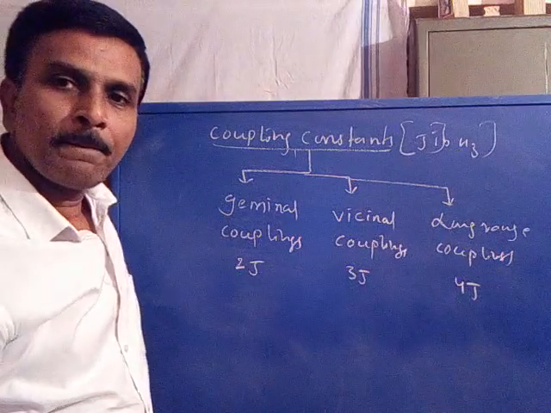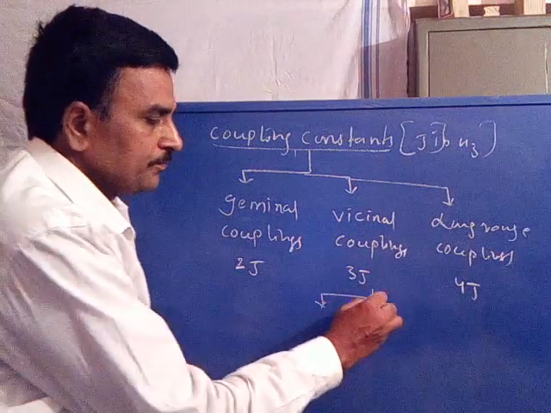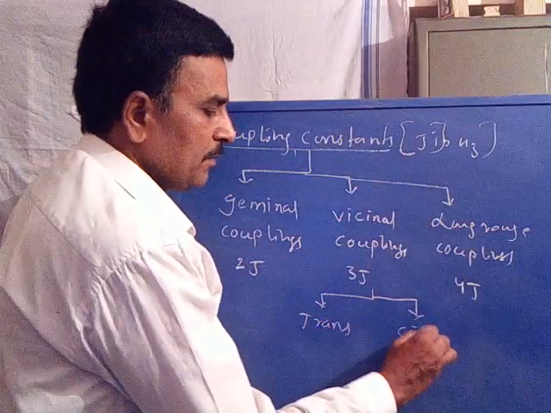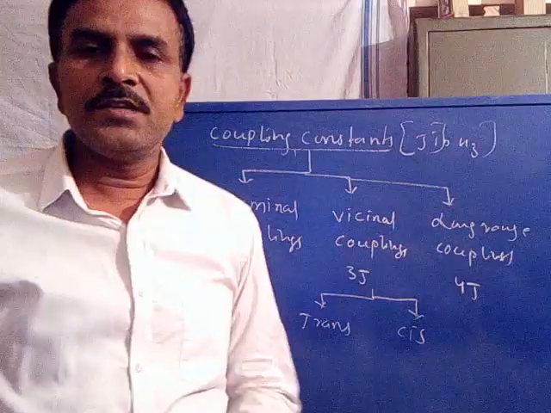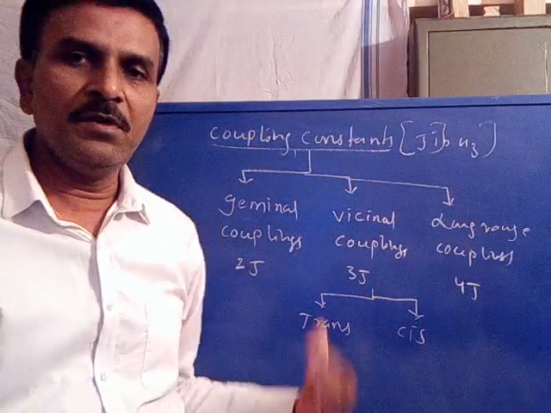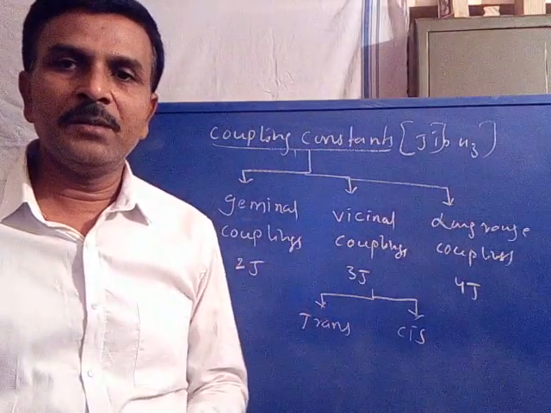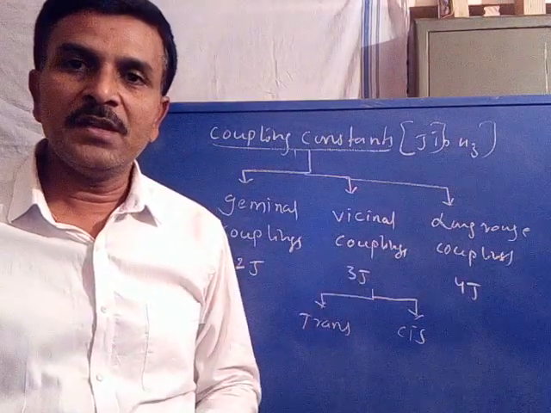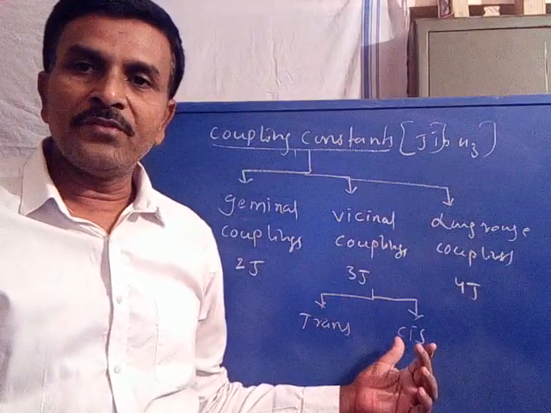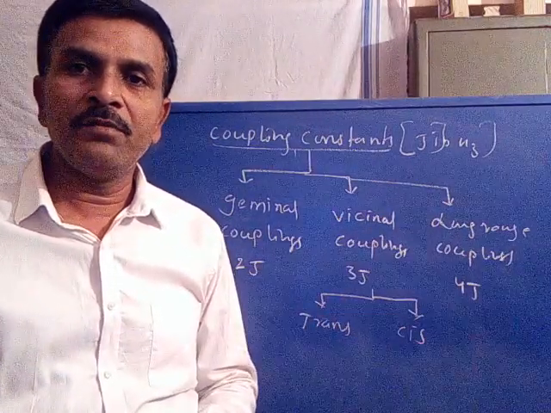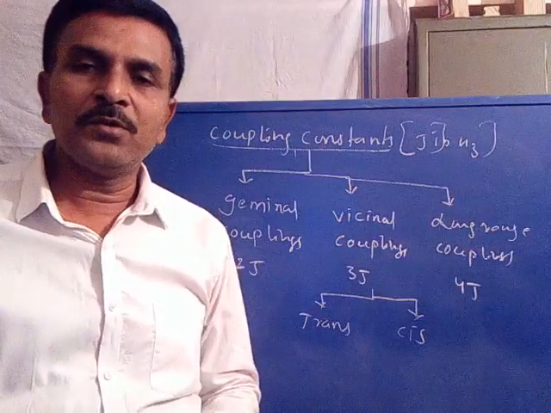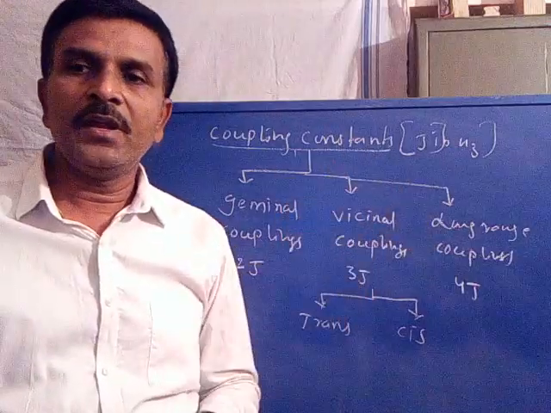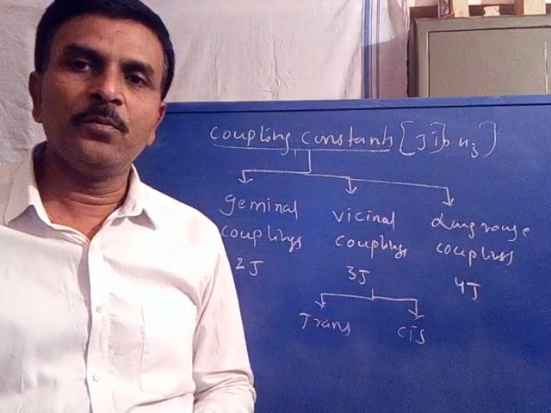Now in 3J, there may be trans coupling as well as cis couplings, similar to proton. What is trans coupling? A coupling interaction between spin active nuclei opposite with respect to each other is called trans coupling. If the spin active nuclei are coupled with each other at the same side with respect to the molecule, it is called cis coupling. We studied this in detail in proton NMR spectroscopy.